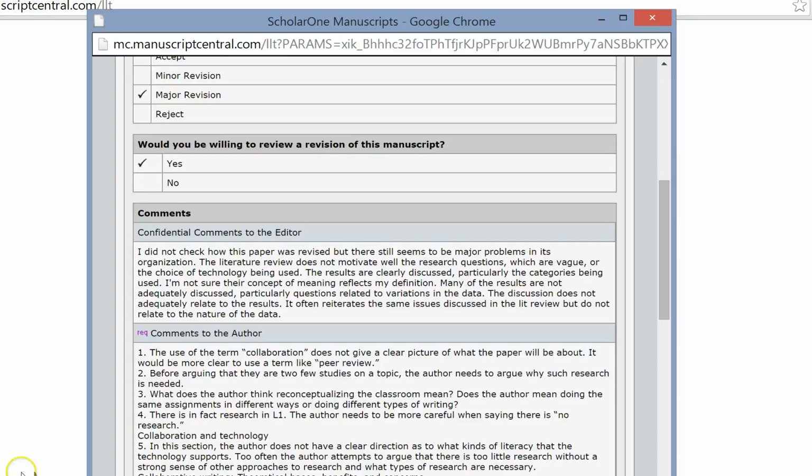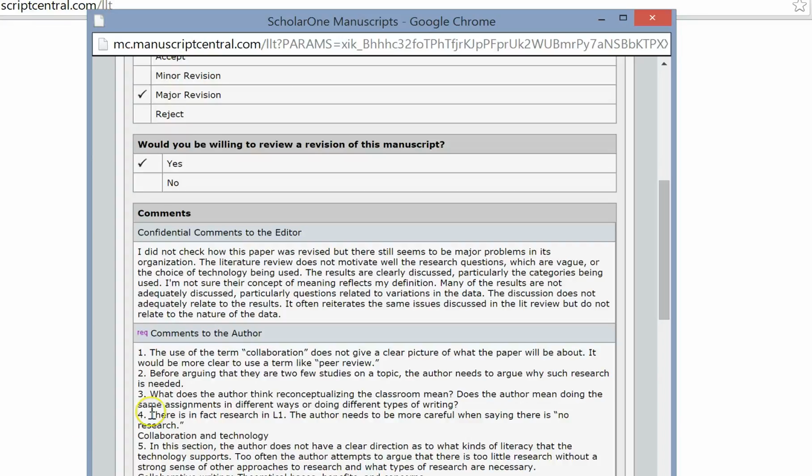So in the editor comments, I assume this might have been the second revision. I didn't check to see how the paper was revised, but I still thought the paper had many problems. I didn't like the literature review. I didn't like the results. I'm not sure the meaning of their definition. So I'm really not very happy with it.